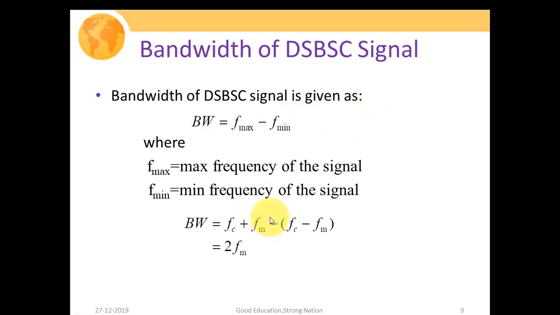So from the spectrum figure, it is clear that the maximum frequency in our double sideband suppressed carrier signal will be at Fc plus Fm and the minimum frequency is Fc minus Fm. After subtracting the minimum frequency from the maximum frequency, we get the expression twice of Fm. It means the bandwidth of our double sideband suppressed carrier signal is the same as our traditional AM signal, equal to twice of Fm, where Fm is the maximum frequency component of our baseband signal or message signal.